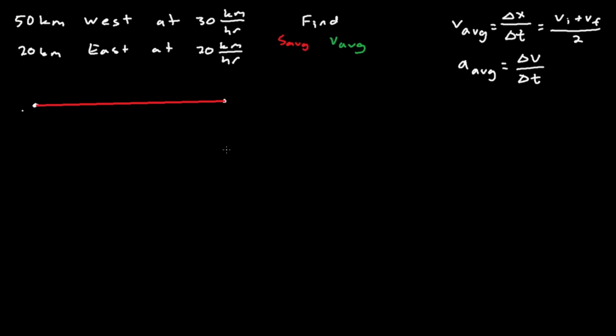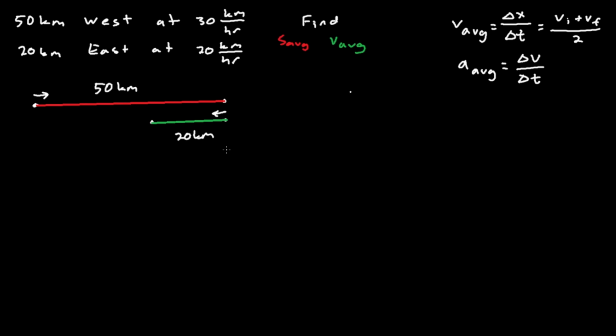West. So this is west, and direction to the right. So we're moving this way. This is 50 kilometers. And you move back about 20 kilometers, so maybe this is about 2/5 of the way. And this is 20 kilometers east in this direction afterwards. And you're given your speeds, 30 kilometers per hour and 20 kilometers per hour.